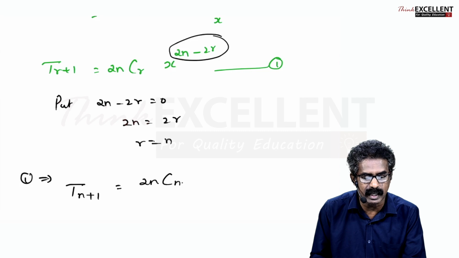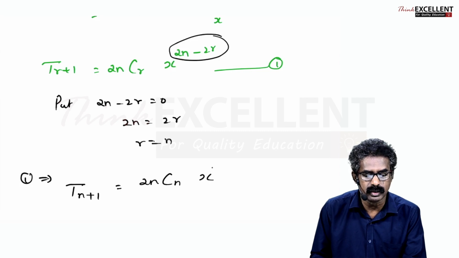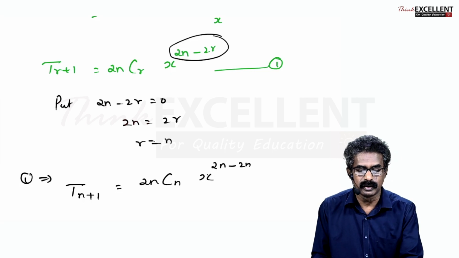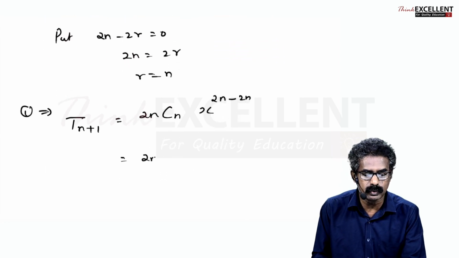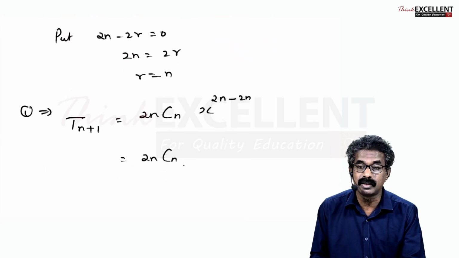2n Cn x raised to 2n minus 2n. For r, you put n. 2n minus 2n is 0. Any number raised to 0 is 1. So your answer is 2n Cn into 1. That's all. This is your answer.